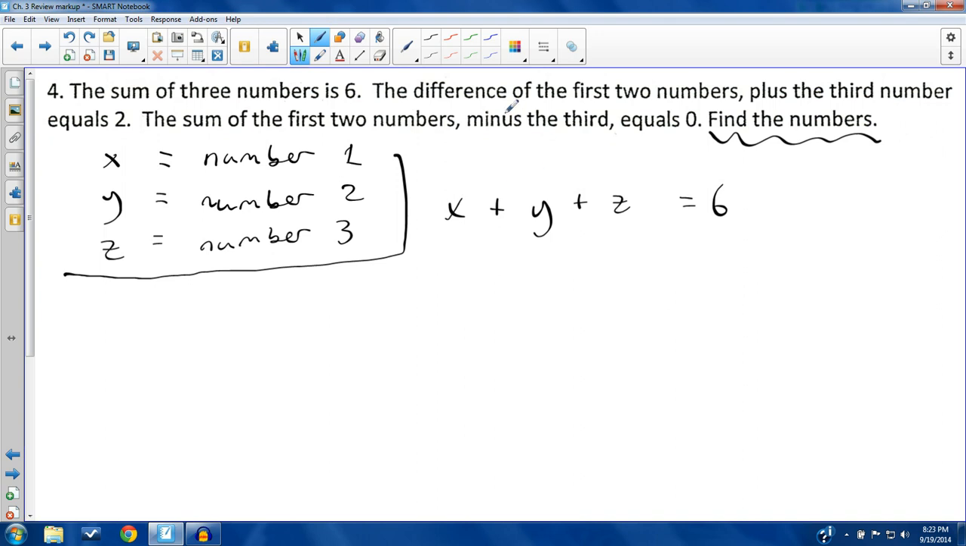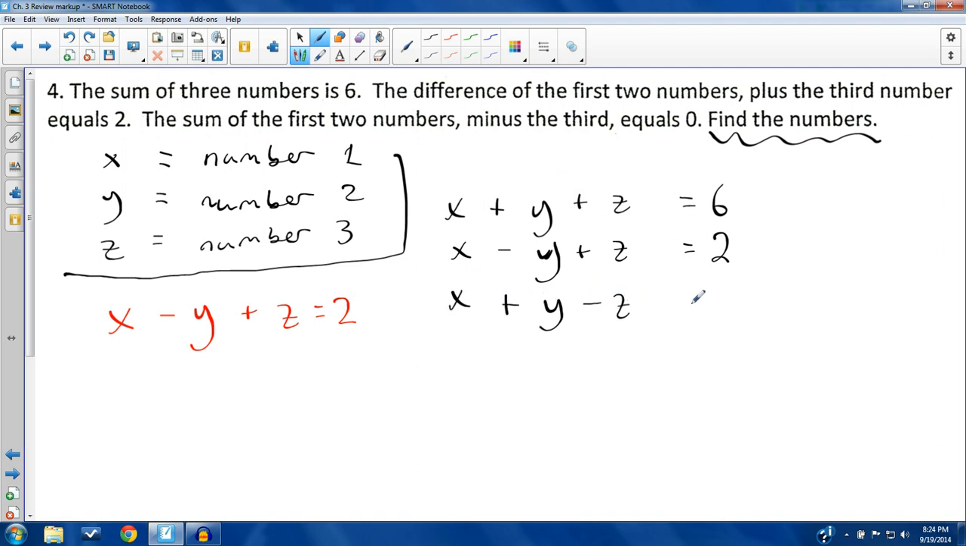We need more information. The difference of the first 2 numbers, I'm going to write this on the side here. Difference is x minus y, plus the third number equals 2. So, okay, it's clean enough. X minus y plus z equals 2. I'm good. The sum of the first 2 numbers minus the third equals 0. Okay, it looks like all these are clean. They start you off with easy enough problems. The sum of the first 2 minus the third equals 0. So there's my system of 3 equations.